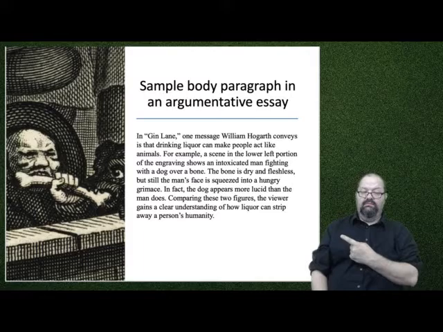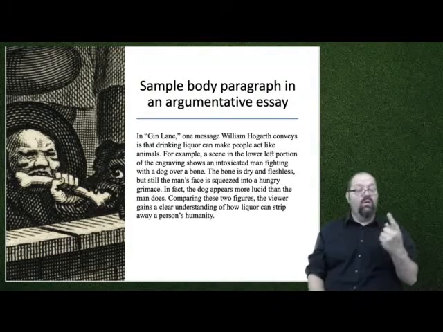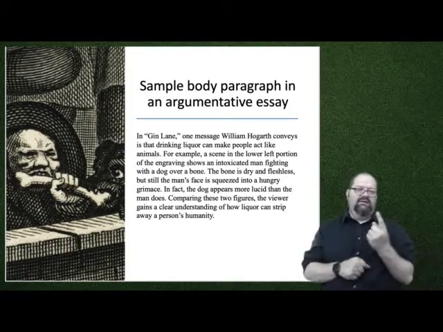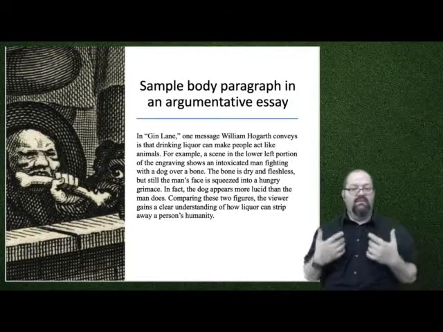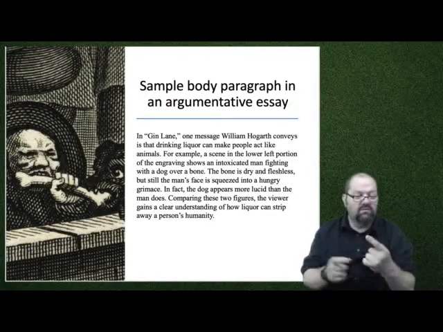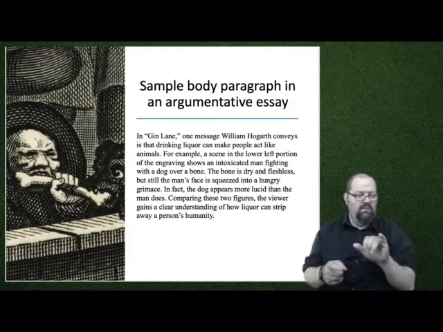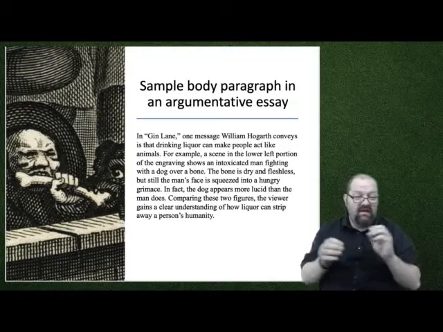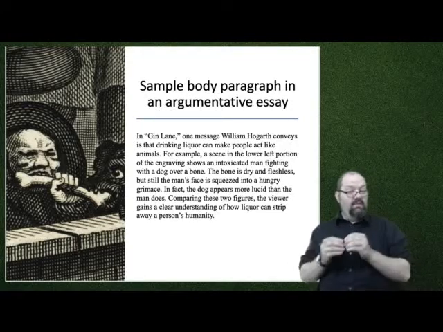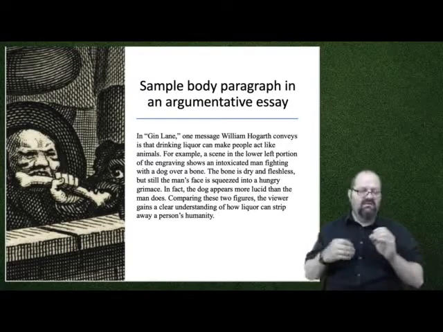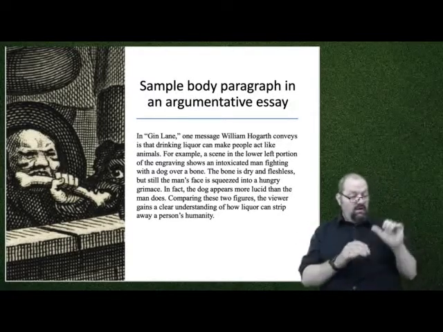In Gin Lane, one message William Hogarth conveys is that drinking liquor can make people act like animals. For example, a scene in the lower left portion of the engraving shows an intoxicated man fighting with a dog over a bone. The bone is dry and fleshless, but still the man's face is squeezed into a hungry grimace. In fact, the dog appears more lucid than the man does. Comparing these two figures, the viewer gains a clear understanding of how liquor can strip away a person's humanity.